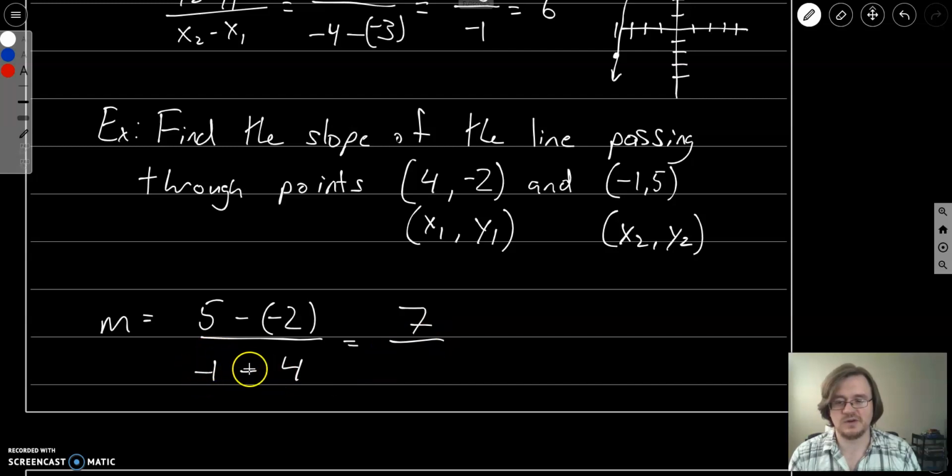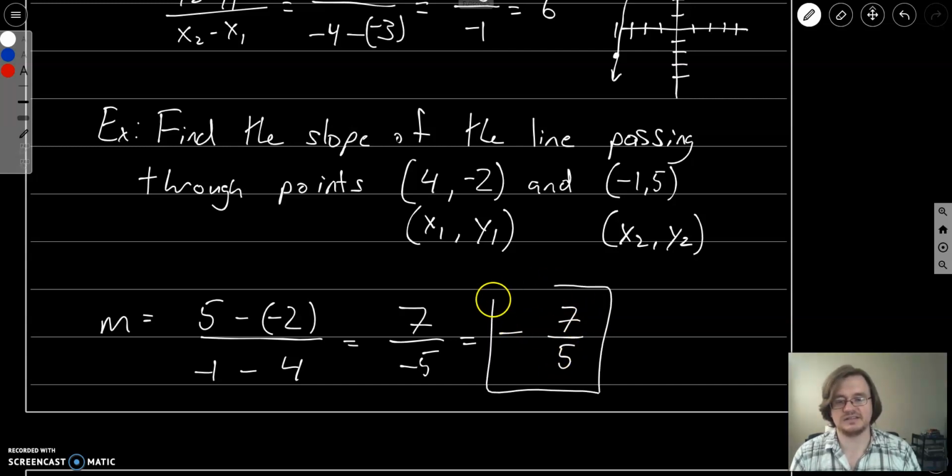And on the bottom, we've got -1 minus 4. Well, that's -5. And this doesn't simplify at all. If we wanted to, I could pull out the negative sign and say that this is going to be -7/5, but ultimately, this is my slope.